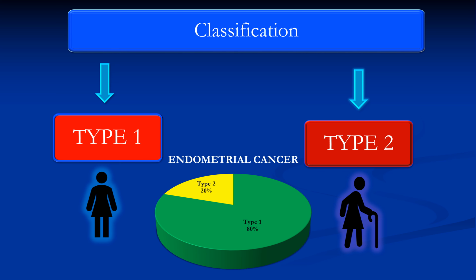Endometrial cancer classification. There are two types of endometrial cancer. Type 1, the most common type, responsible for 80% of all endometrial cancer, and type 2, less common than type 1, responsible for 20% of endometrial cancer.